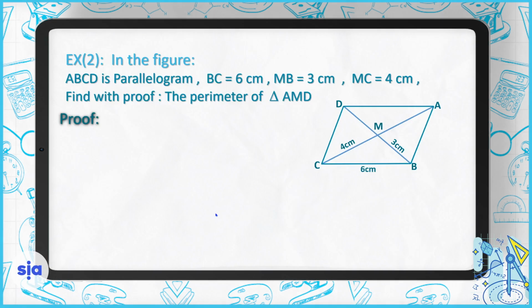Exercise number 2 is a different type, where the question wants me to prove. In this figure, ABCD is a parallelogram where BC is 6 centimeters and MB is 3 centimeters and MC is 4 centimeters. Find with proof the perimeter of triangle AMD. Since ABCD is a parallelogram, therefore the diagonals bisect each other.